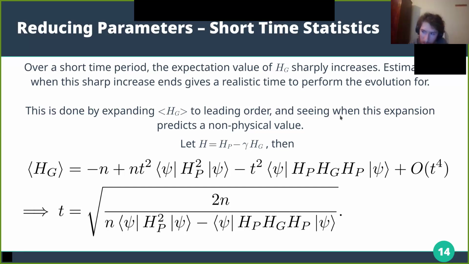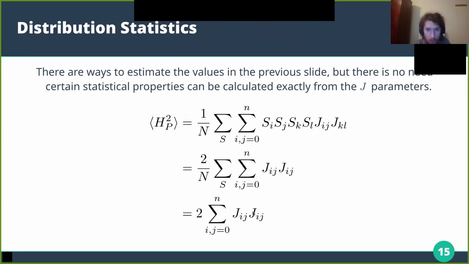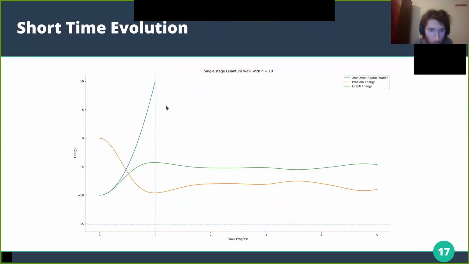What this gives us is strict bounds on what energy levels are allowed. So when this predicts something greater than n, we know that higher order terms must have come into effect and that this quick quadratic growth in energy has stopped. So we get this expression, and if I just skip ahead, we can see here that this works quite well.